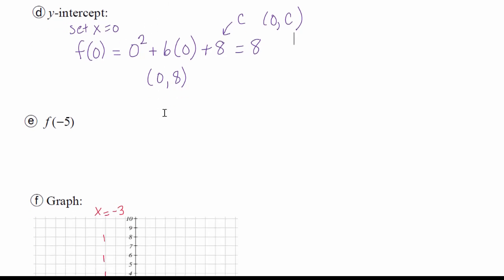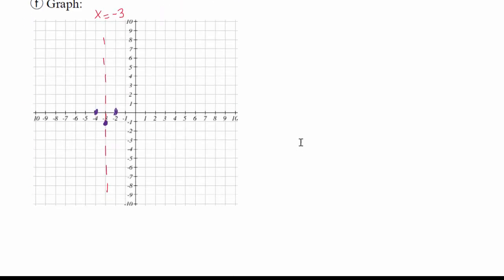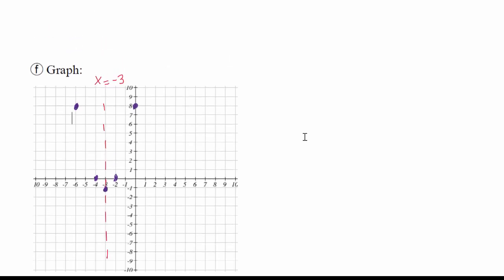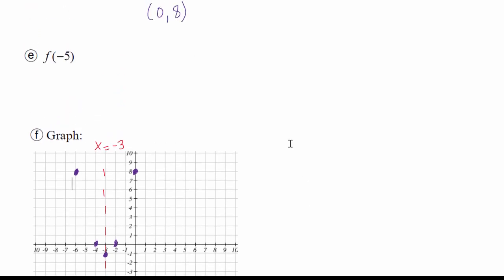Okay, let's graph that. So 0, 8 up here. And again, because we have this mirror image thing, we're going to go on the other side of the axis, and there's going to be a corresponding point right there, which is at -6, 8. Okay, good. All right, let's find one more point, f of -5. So x is -5. What's the y?